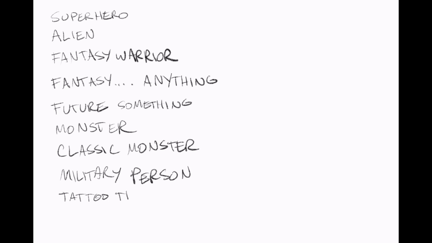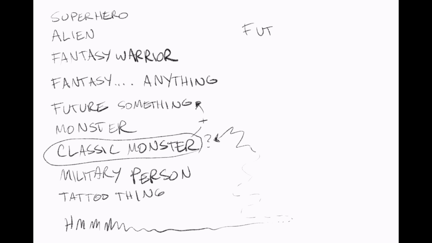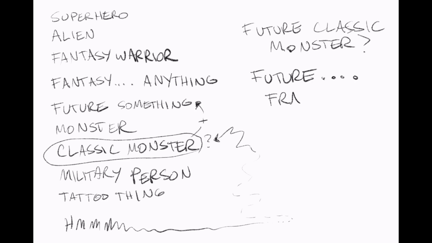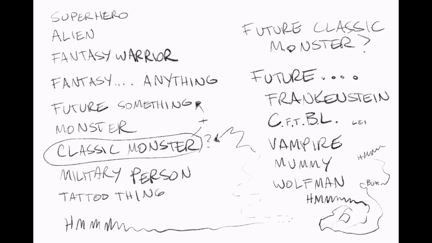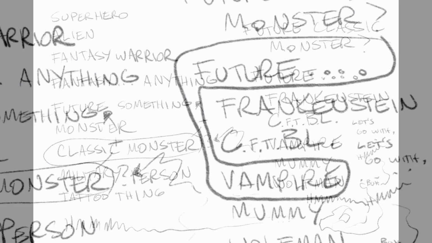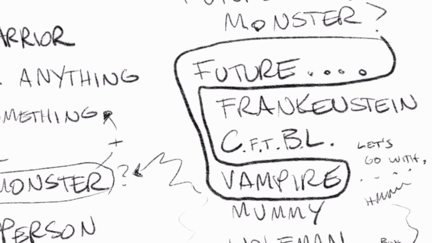develop a character. So here I've just got, for the sake of this exercise, a list of stuff that just came off the top of my head: superhero, alien. As you can see here, I like the idea of doing something with a classic monster, and then maybe mixing it with something from the future. So here you can see I write down future classic monster, question mark, and then maybe Frankenstein, Creature from the Black Lagoon, vampire, etc. So eventually I end up settling on a future vampire.